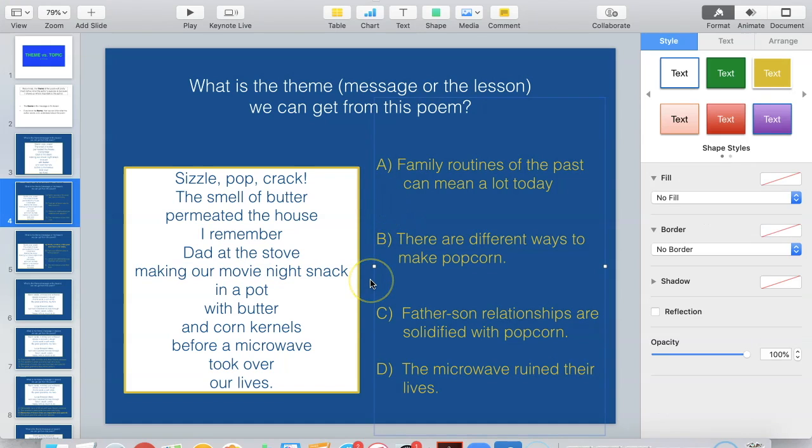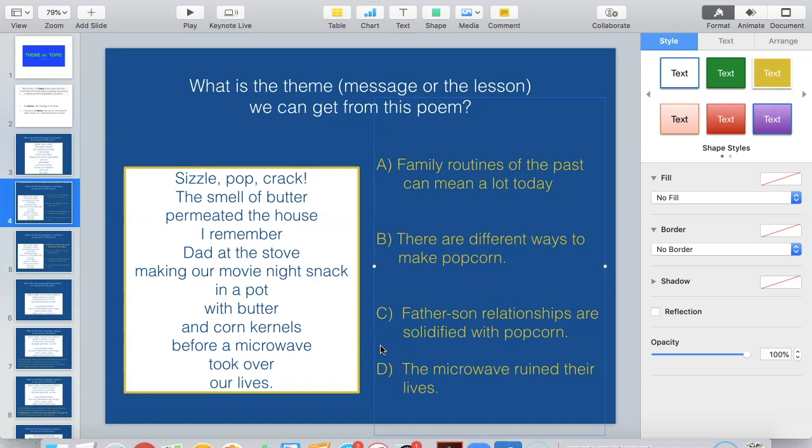Let's see what else. Is the theme, there are many different ways to make popcorn? There are different ways to make it. Okay, so you can make it in the microwave and you can make it on the stove. But is that the point? Like, is that what the author decided to write a poem about popcorn to show us there are different ways to make it? No, that sounds like more of an article or an informational passage. It doesn't sound like you would do that in a poem. So B sounds like a lame answer.